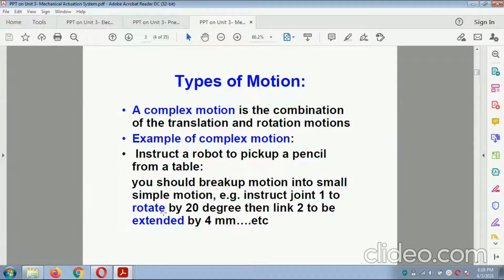For example, instruct a robot to pick up a pencil from a table. You should break up the motion into small motions, that is, instruct joint 1 to rotate by 20 degrees, then the link to be extended by 4 millimeters, and so on.